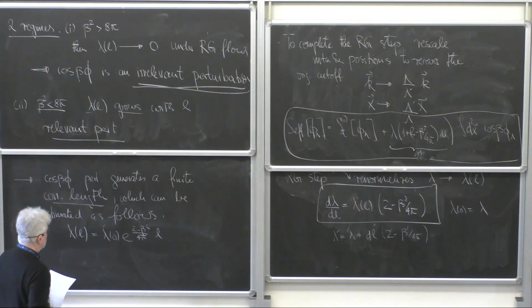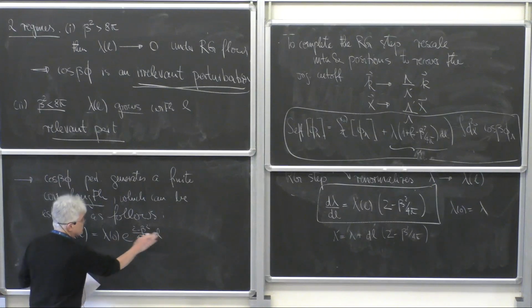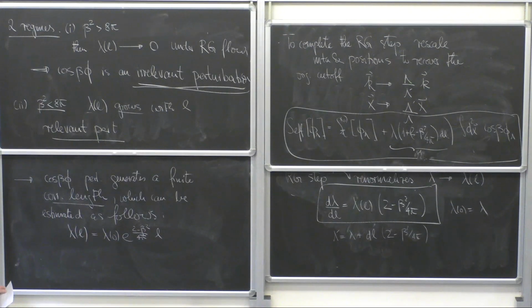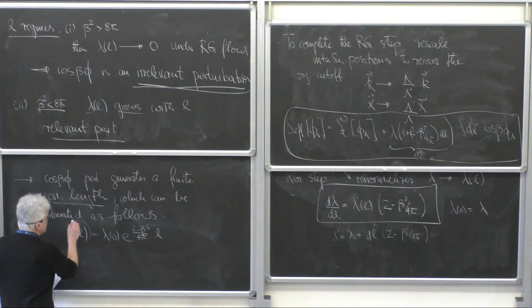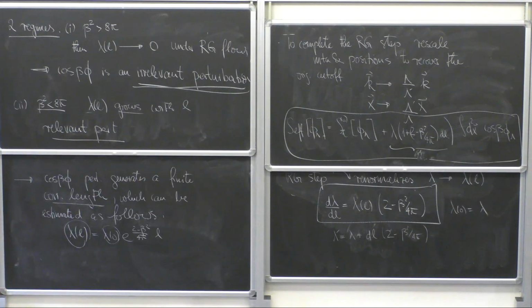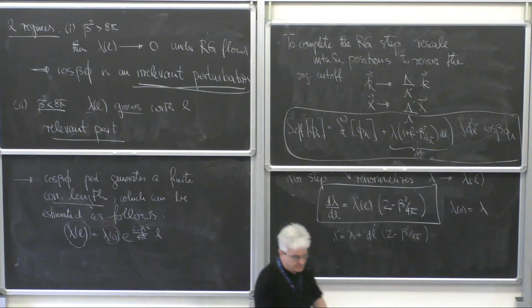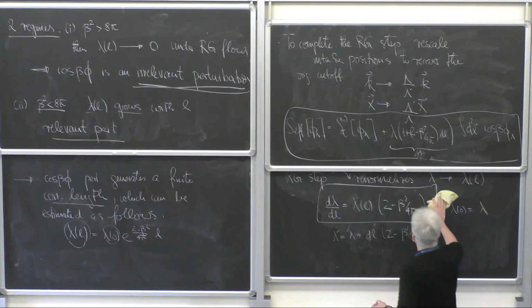Now if beta squared is less than 8 pi, this grows under renormalization. And at some point, even if I start with a very small initial coupling constant, this running coupling constant will become order 1. But when it becomes order 1, of course the premise of my calculation no longer holds, because I was expanding everything using that lambda was small. This coupling constant gets renormalized, and when it becomes order 1, surely my assumptions break down. And something else happens.